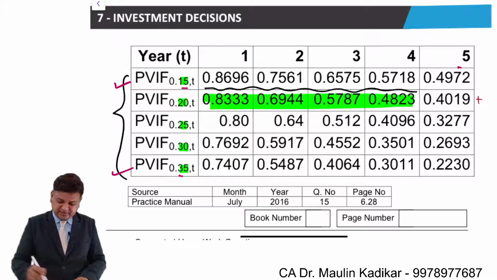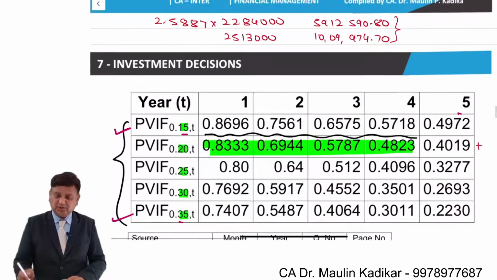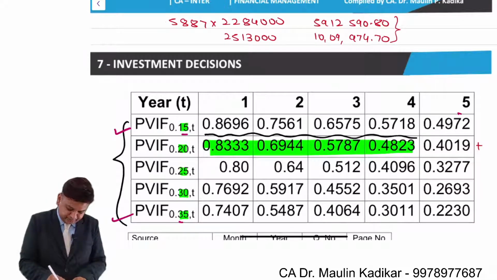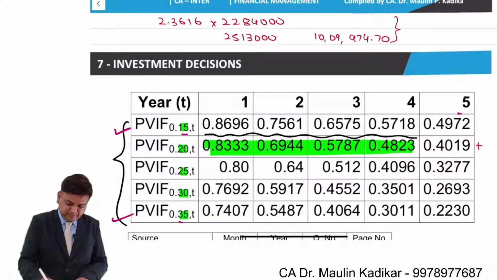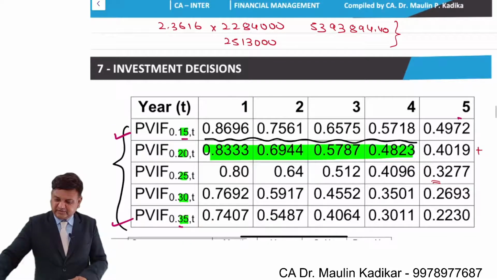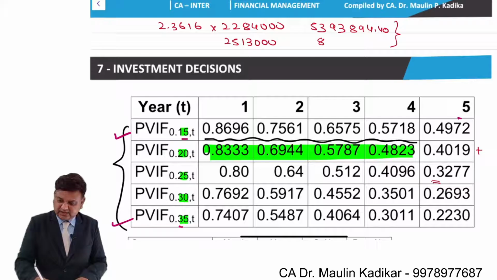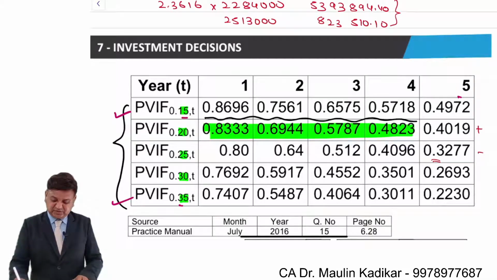So we'll make the computation at 25%. 0.8 plus 0.64 plus 0.512 plus 0.4096, so 2.3616. So this is 2.3616 into 22,84,000, and the product of these two comes to 53,93,894.4. Last year it is 0.3277 into 25,13,000. So it comes to 8,23,510.10. So even at 25%, NPV is positive.